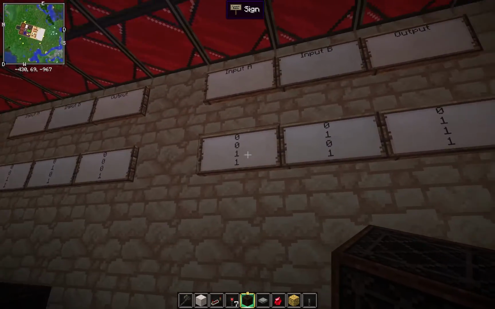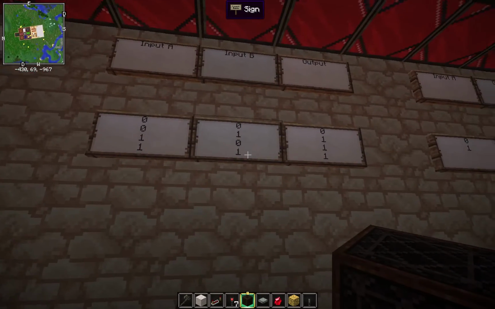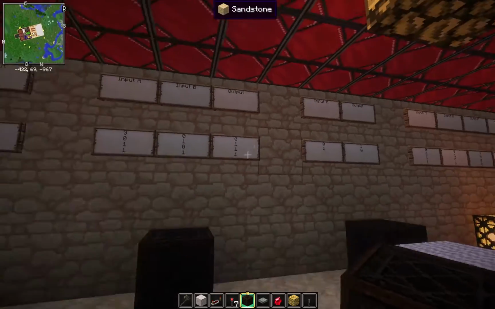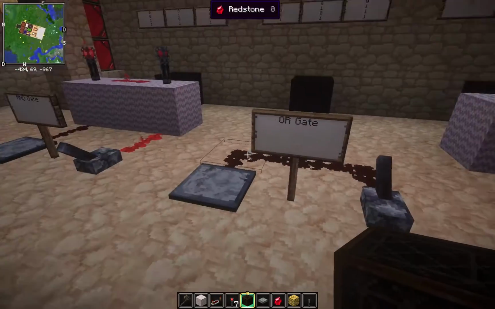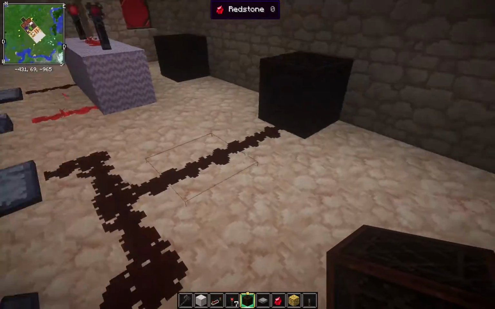If input A is on, we have power. And if both of them are on, we also have power. So very easy, very simple to use and set up. You can see I really don't have to do anything besides just wire these two together.